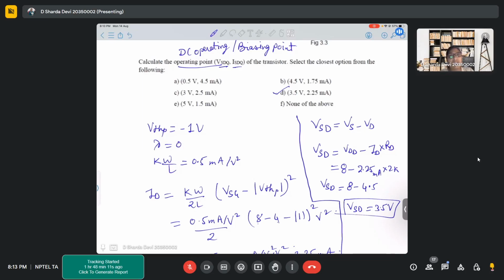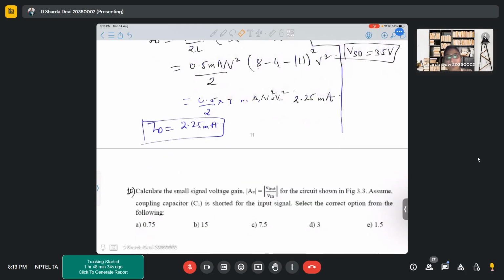Let's say there are two options with current 2.25, but VSD is 3.5 and 3.75. Then you obviously have to go and solve. But sometimes if there is no trick played, it is straightforward. So you don't have to waste your time in the exam; just by getting one correct answer, you can go ahead and select your option. So that is also possible.